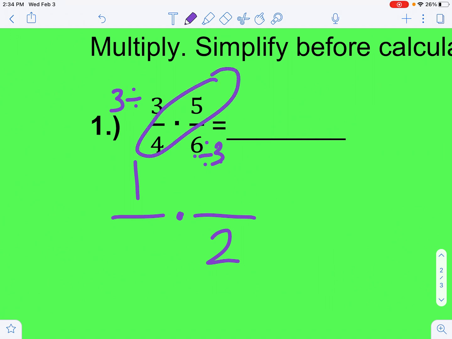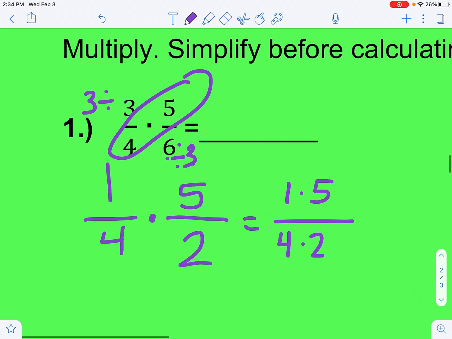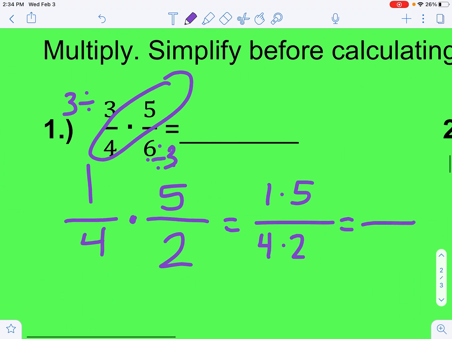Okay, now let's look at our second set of numbers. We have 5 and 4. Could we divide both 4 and 5 by something? The only number I can think of dividing them by is just 1, which would be the exact same thing. So we're going to keep those two the same. Okay, so now let's multiply across. We're taking 1 times 5 all over 4 times 2. 1 times 5 is 5. 4 times 2 is 8.